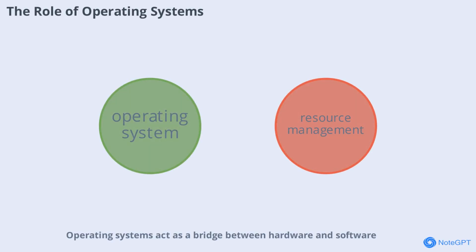Operating systems act as a bridge between hardware and software. They manage resources, schedule tasks, and provide a user interface. The architecture of the operating system influences how efficiently the computer can run programs and handle multiple tasks at once.